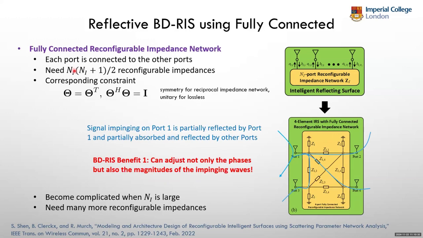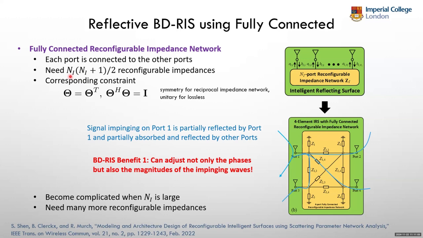Right. So I will show you a few examples of BD-RIS. The first one is what is called fully connected. So now what that means is I have Ni elements in this RIS, and I connect them all together. So there is a direct path between any two elements of the RIS. And so what I need is now the number of impedances to control is roughly Ni squared. So the number of impedances to control grows quadratically with the number of elements I have in the RIS.